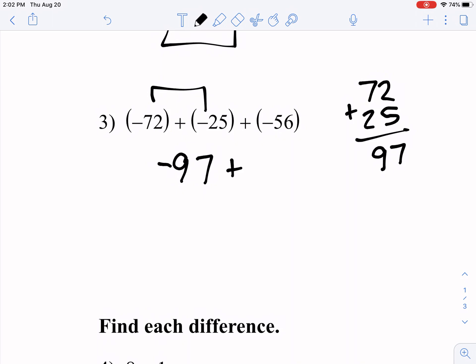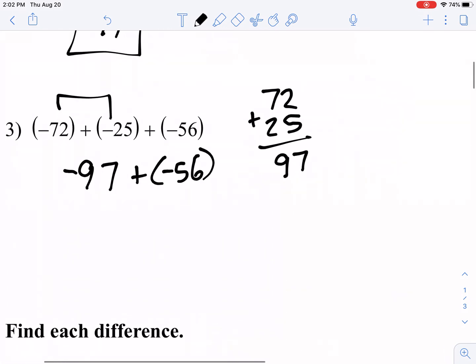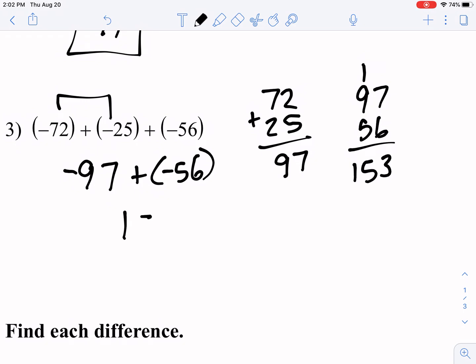Then we're going to add a negative 56. Same sign, add and keep. We get 97 plus 56. 7 plus 6 is 13. 1 plus 9 is 10. 10 plus 5, we get 15. So the value is 153. They're both negative, add and keep, so we keep the sign of a negative. Negative 153. So that's kind of review, but it also intensifies what we looked at before.